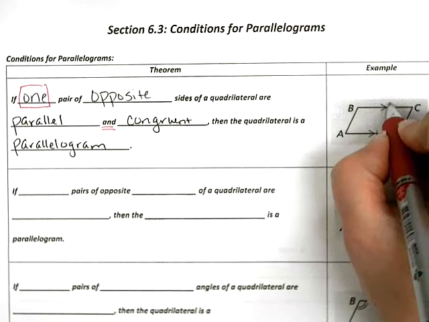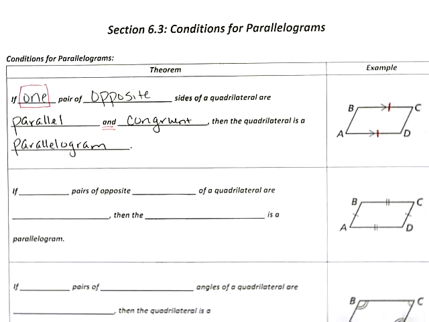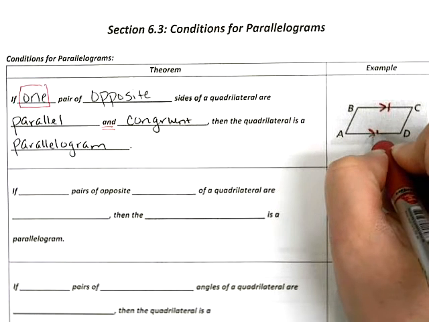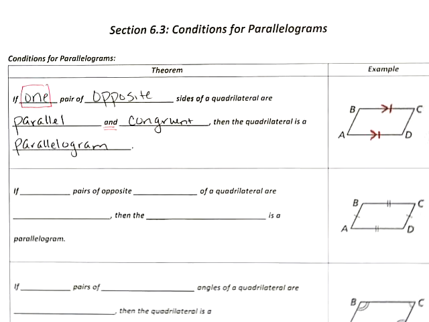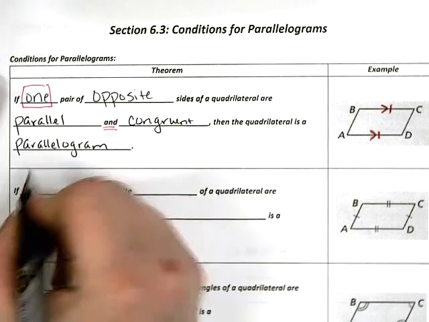So when we look here, BC is congruent to AD. That's the tick marks. And then BC is also parallel to AD. That's those arrows there. Okay, so one pair of opposite sides that are parallel and congruent gets us a parallelogram.